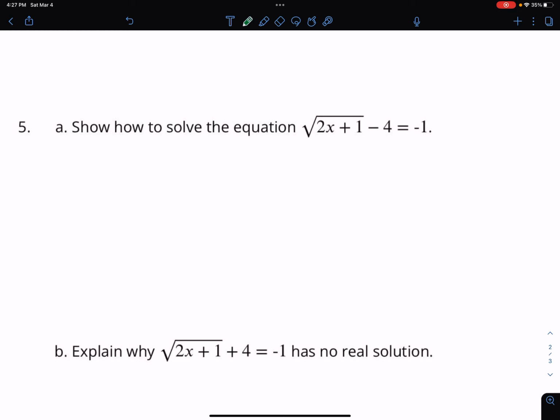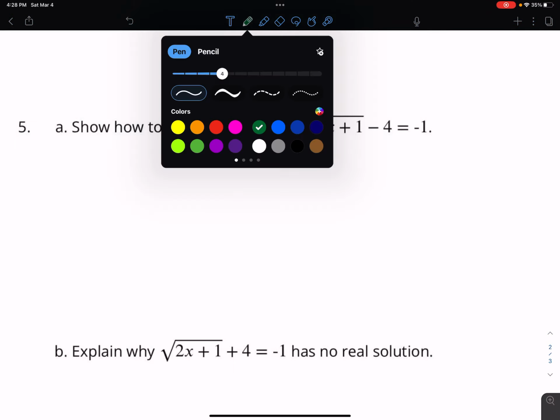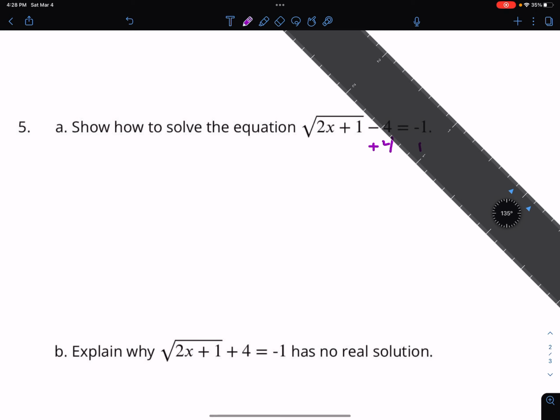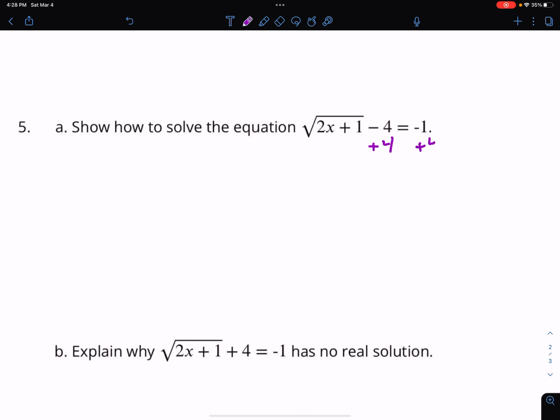So let's start with our inverse operation. First thing I need to do is move this -4 over there with the -1. And how can I cancel out -4? I'm going to use my inverse operation. If they say -4, I'm going to say +4. I'll use purple for my inverse operation. Let's add 4 here to cancel out that -4. But if I do something to one side, I got to do it to the other. Added 4 to both sides.